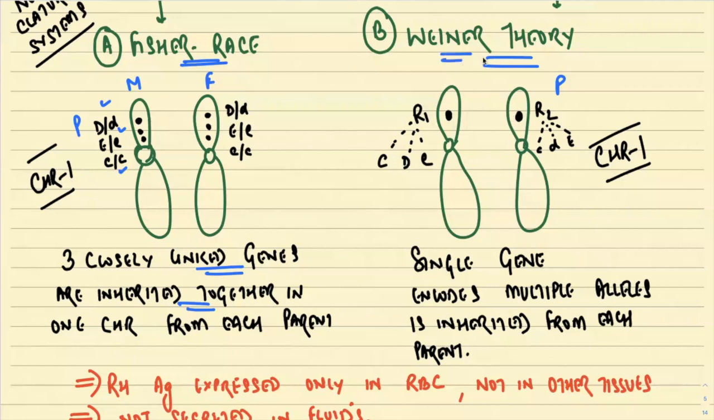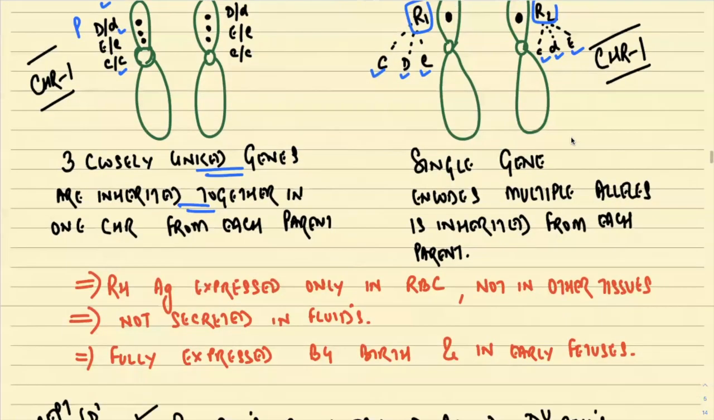Whereas the Weiner system said that instead of three different genes, there is a single gene like R1 and R2. For example, R1 is from the mother and R2 is from the father. So a single gene is inherited, and this single gene has multiple alleles. For example, R1 corresponds to capital C, capital D, small e, whereas R2 corresponds to small c, small d, capital E. These are the different alleles. So both systems are talking about the same thing, just in a different manner. Over here, a single gene encodes multiple alleles, and each of these is inherited from either of the parents.